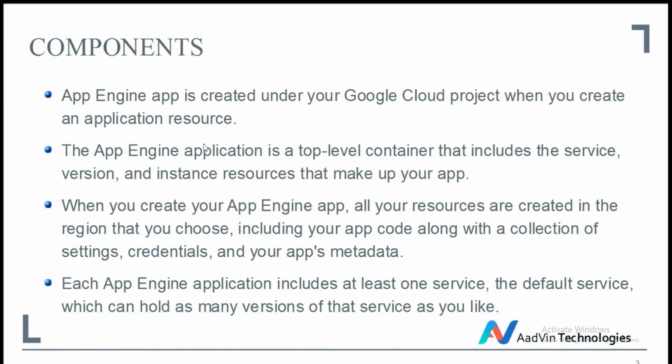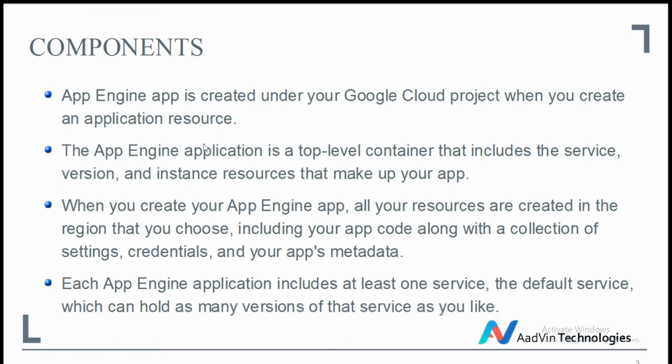Next, components. A Google App Engine app is created under your Google Cloud project when you create the application resource. The App Engine application is a top-level container that includes the service, version, and instance resources that make up your app. When you create your App Engine app, all your resources are created in the region that you choose, including your app code along with a collection of settings, credentials, and your app's metadata.